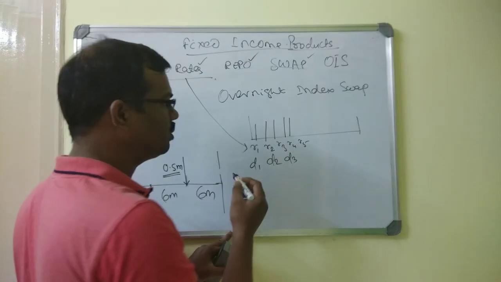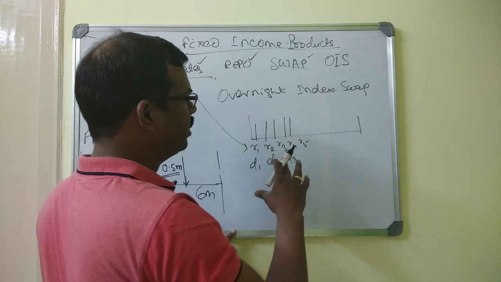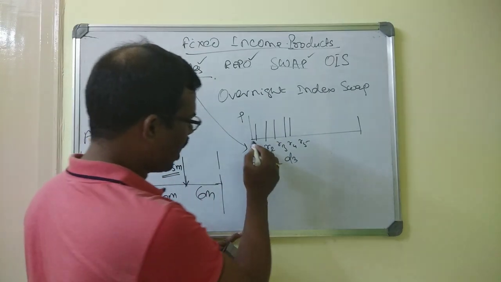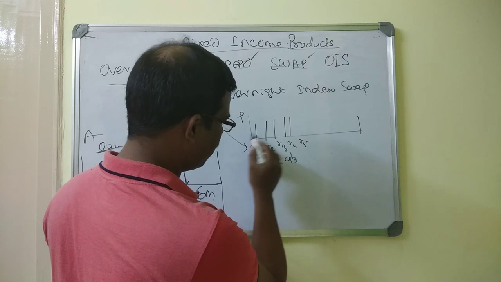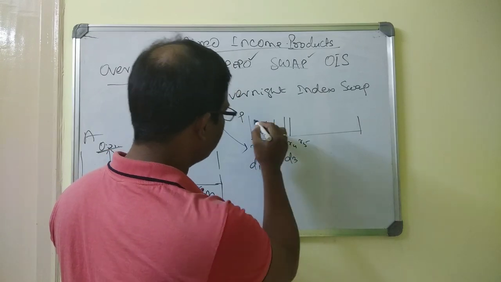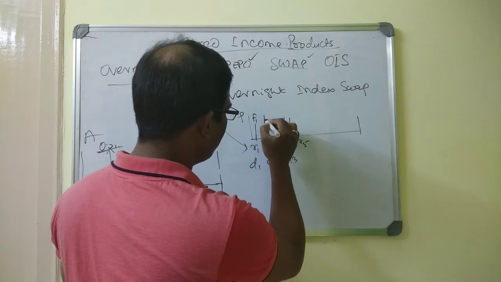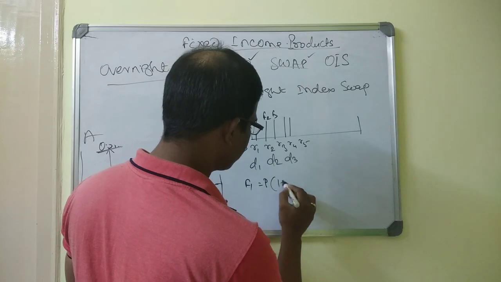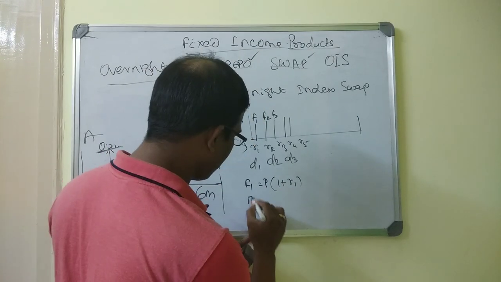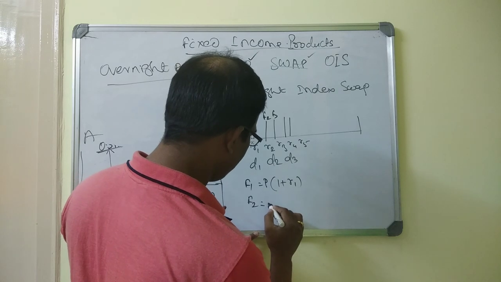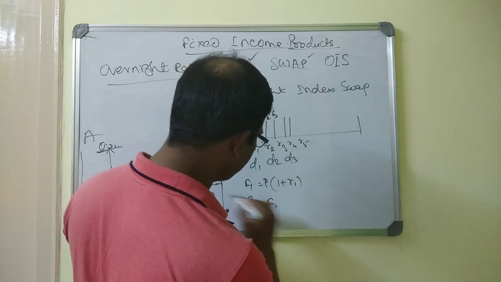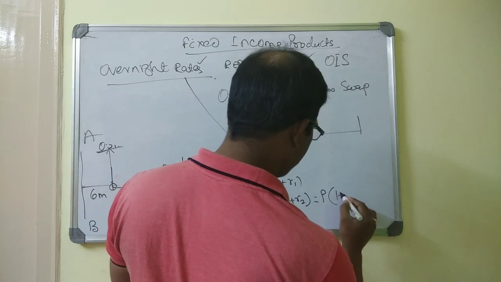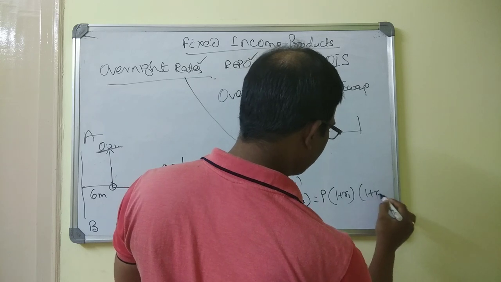So think about it this way: let's say you have invested P. After one day, what will happen to your future value? Let's say you have F1, F2, these are future values. F1 is equal to P into (1 plus R1). Then what will F2 be? The principal becomes F1, so F2 is F1 into (1 plus R2), or P into (1 plus R1) into (1 plus R2).